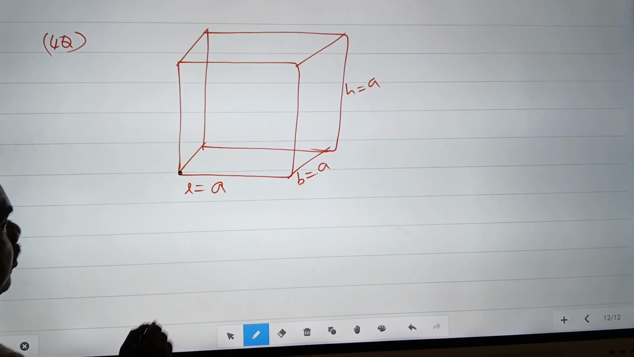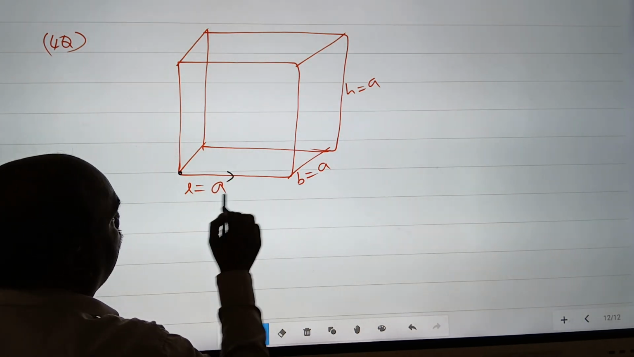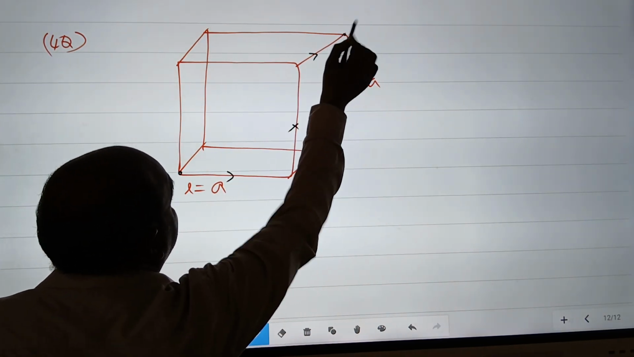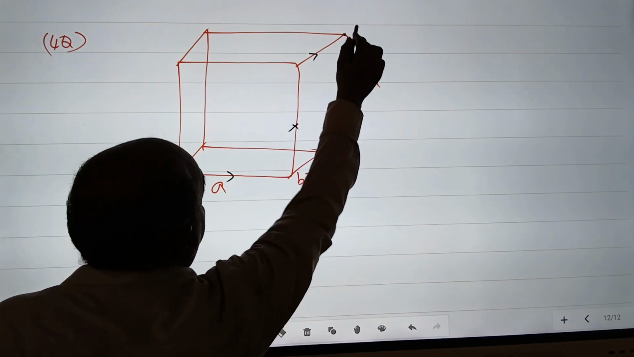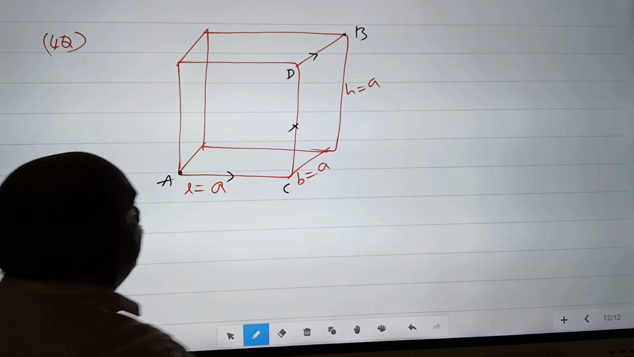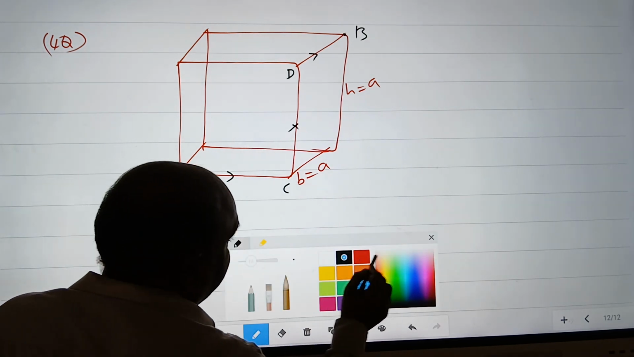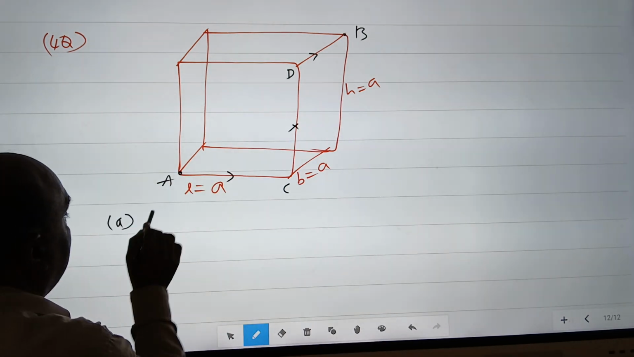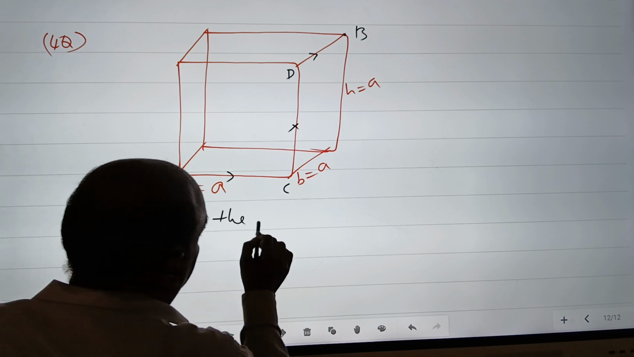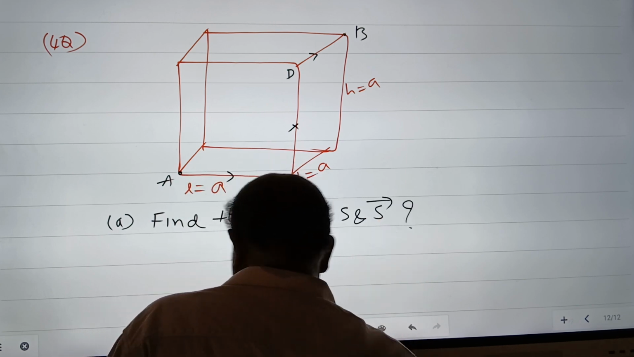From this vertex, an object goes like this and finally reaches here. A to B: first A to C, C to D, D to B. This is the total path covered by the body. Now find the distance versus displacement. This is the question: find the ratio of distance and displacement. Do it.